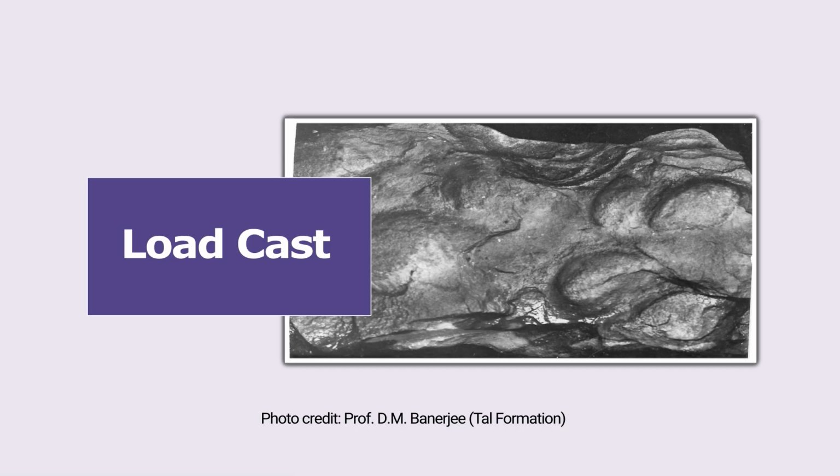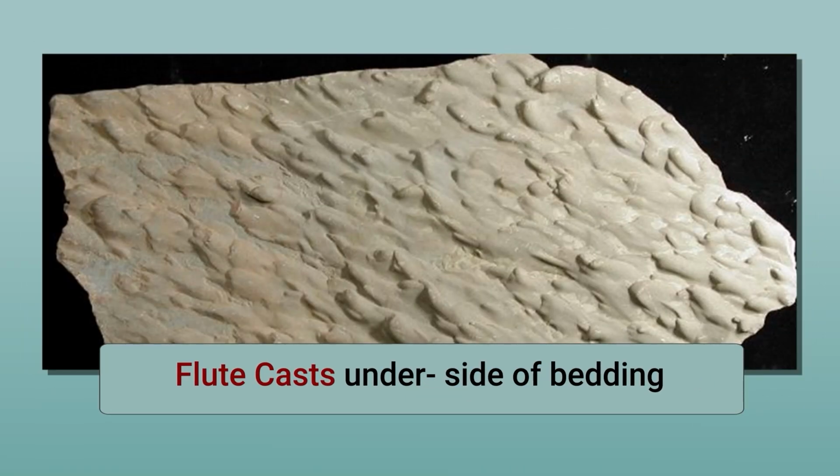When the surface of wet sediment is loaded by a certain material at a little faster rate, it deforms the lower part, and then the material from the lower part gets squeezed and goes into the sides. So it develops what is called a load cast. Similarly, in the flute cast, on the underside of the beds, typical flutes are here.